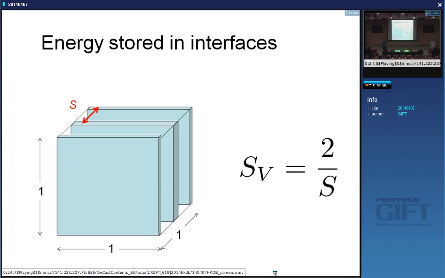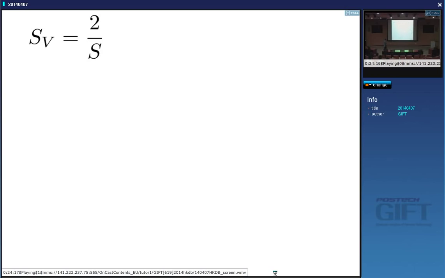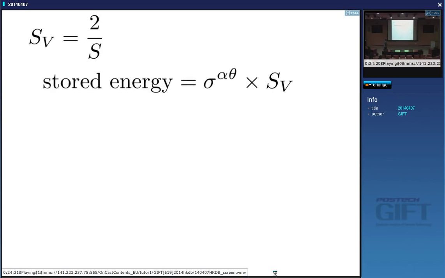This is just the amount of interface per unit volume. To work out the energy, multiply by the interfacial energy per unit area. So this is the amount of surface per unit volume, and the amount of energy that's stored as cementite-ferrite interface is simply S_V times sigma, where sigma is the interfacial energy per unit area.